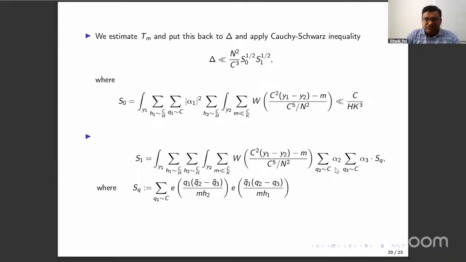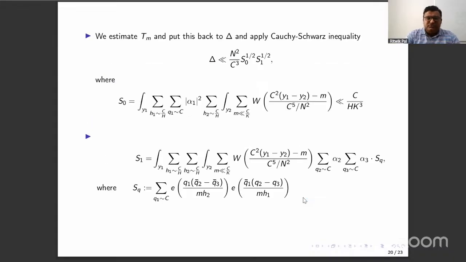When we open up this absolute square over Q2, there is an SQ after alpha 3. I don't know if you can see it or not. This SQ is basically a character sum over the additive characters. In SQ, first we consider the case Q2 equal to Q3.